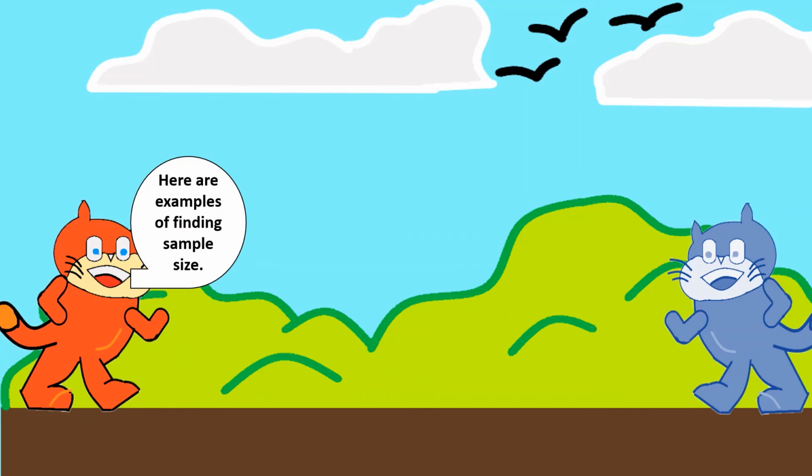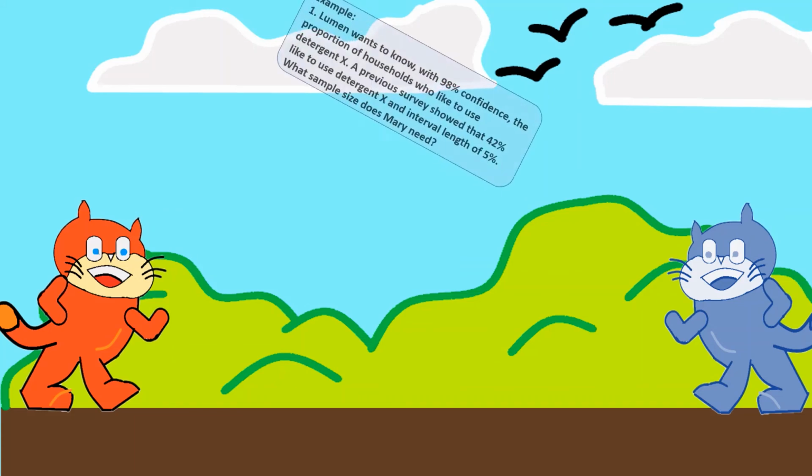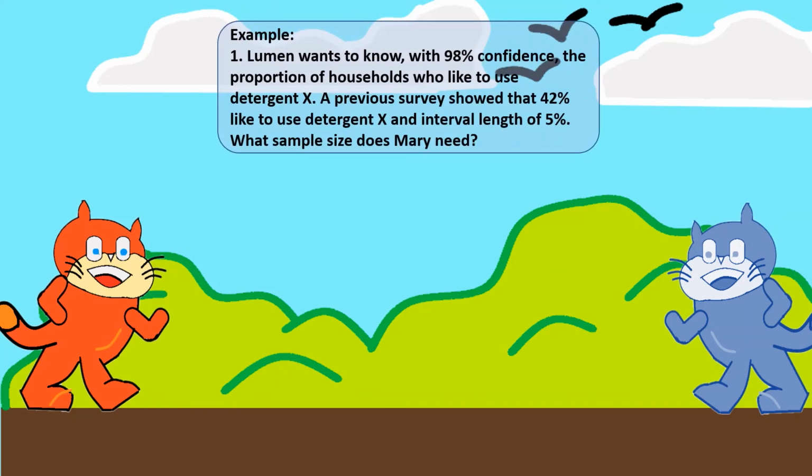Here are some examples of finding sample size. Example number 1. Lumen wants to know with 98% confidence the proportion of households who like to use detergent X. A previous survey showed that 42% like to use detergent X, with an interval length of 5%. What sample size does Lumen need?